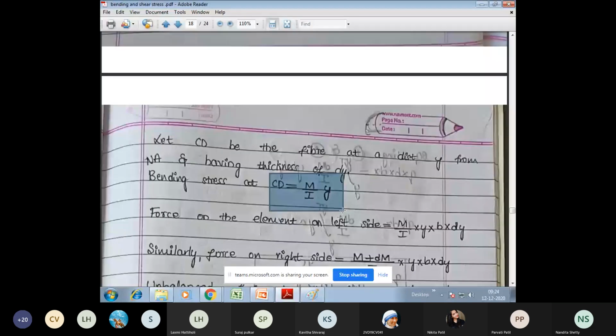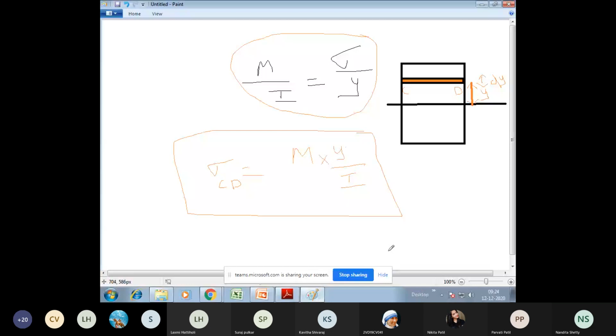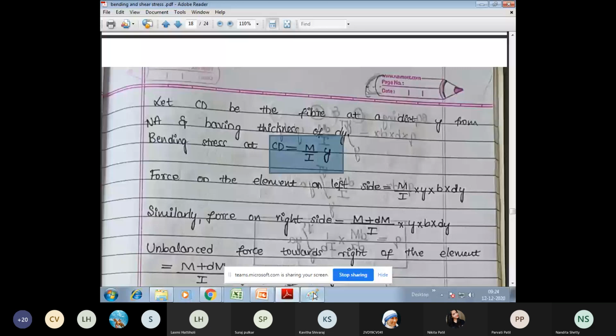Now, once you have written the bending stress, can I calculate what is the force on the element on the left side? You have the value of bending stress now. You have the value for sigma. Can I get the value for force?